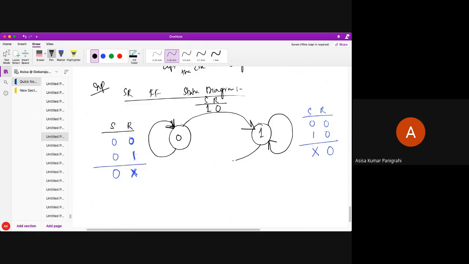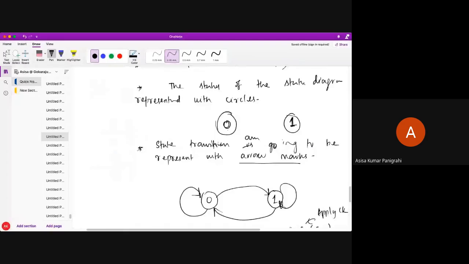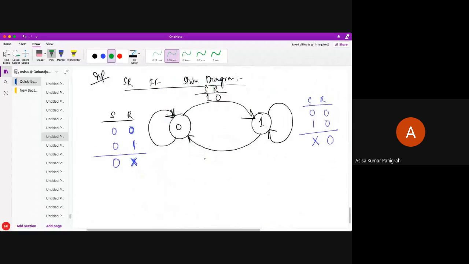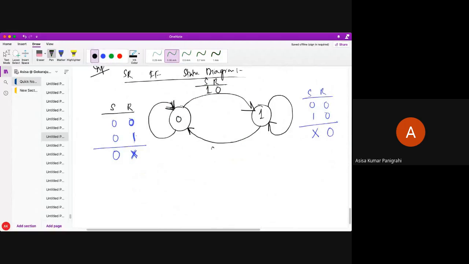Next, my state transition from 1 to 0. If my state transition is from 1 to 0, where is the case 1 to 0? Here. You can see in this case 1 to 0. Okay. Any other place? No. Only this is the case where the state transition is from 1 to 0. At that time, what is my SR? 0 and 1. My SR is 0 and 1.